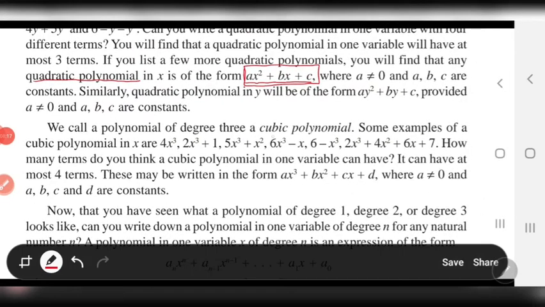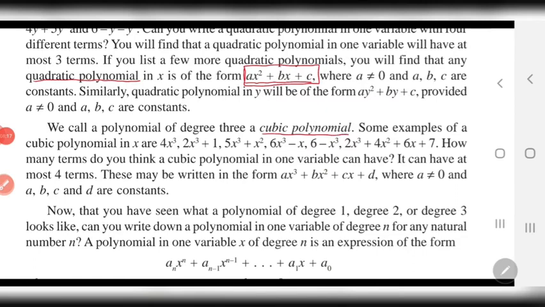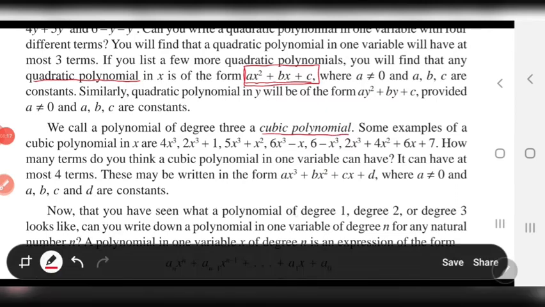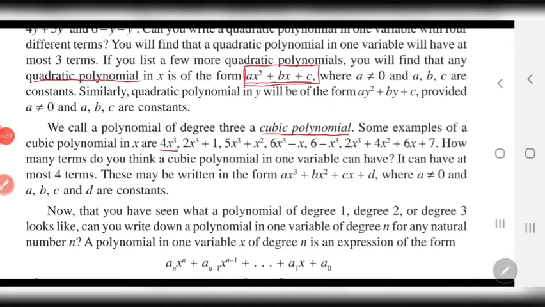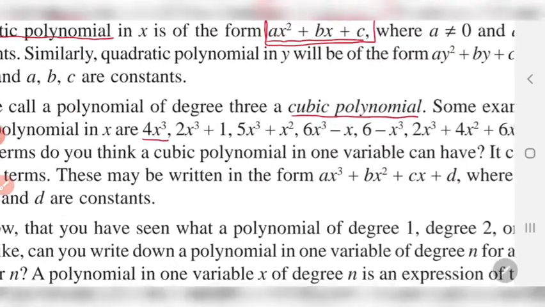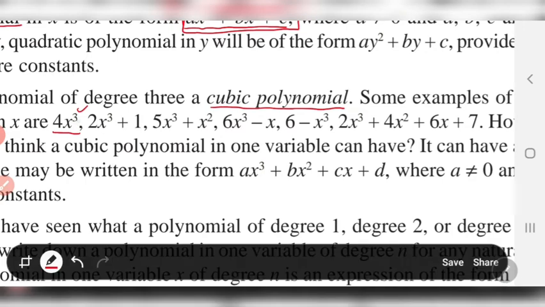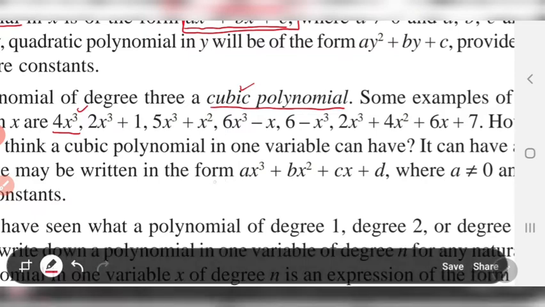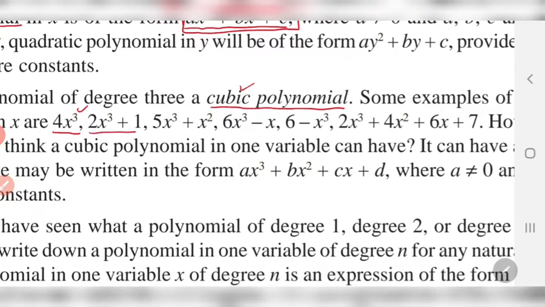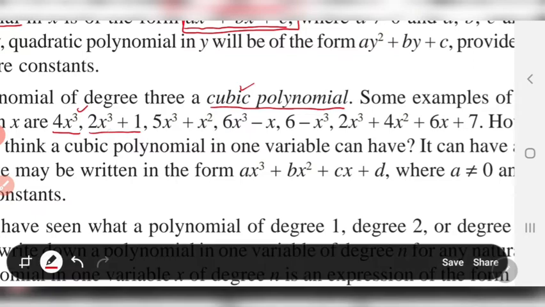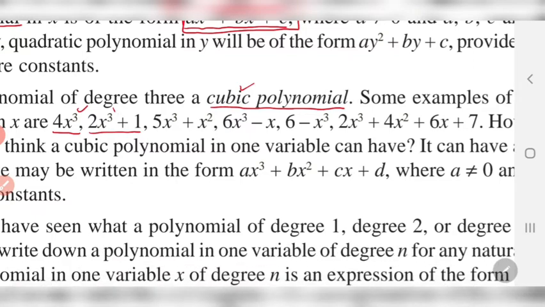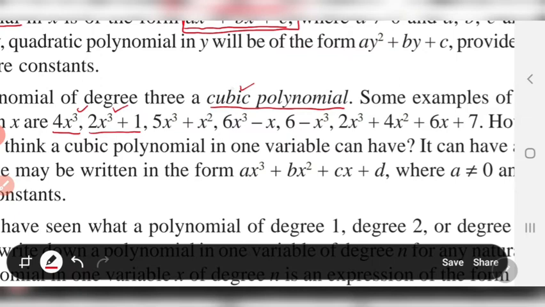Next you see cubic polynomials. What do we mean by a cubic polynomial? If an expression has a variable with an exponent of 3, it is known as a cubic polynomial. See one more example, twice x cube plus 1. Here the variable x has an exponent of 3, so it is known as a cubic polynomial.